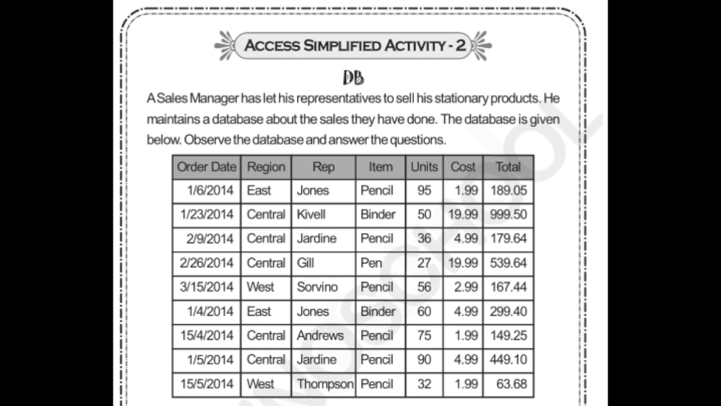Observe this report. After that you have to answer the below questions. Understand, it's very simple. We have this activity. I hope you can do it. You have a system in your home. Just open the MS Access application and work with MS Access.